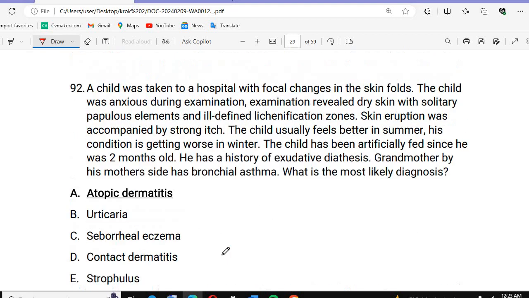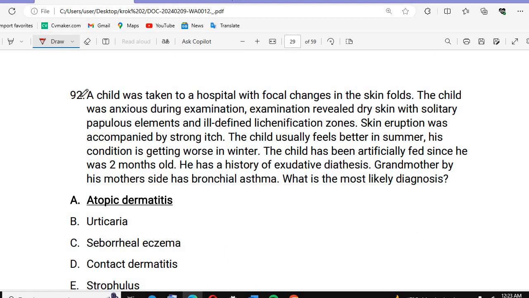Then the next question, we have the patient with focal changes in the skin fold. The child was anxious during examination. Dry skin with solitary papules. Ill-defined lichenification zone. Skin eruption was accompanied by strong itching. He feels better in the summer. His condition gets worse in the winter. Artificially fed since he was 2 months old. He has a history of exudative diathesis. His grandmother on his mother's side has bronchial asthma.